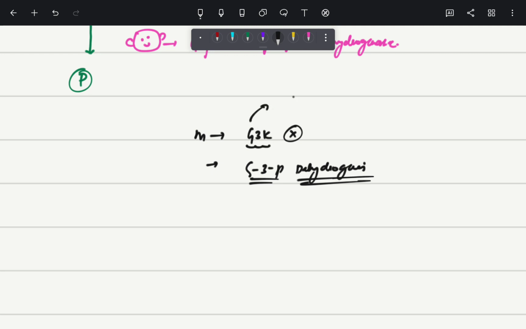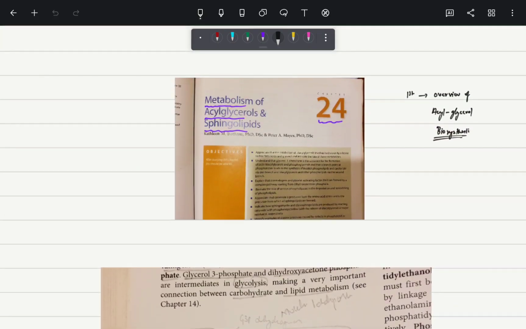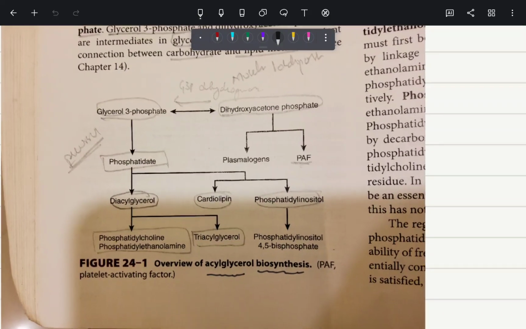And here the enzyme is glycerol 3 kinase. Okay, don't write glucose 3 kinase, because I was a little bit confused regarding glucose 3 kinase and glycerol 3 kinase. So in my video, if I said glucose 3 kinase, please write it as glycerol 3 kinase. Okay, and here I will just show you this diagram.